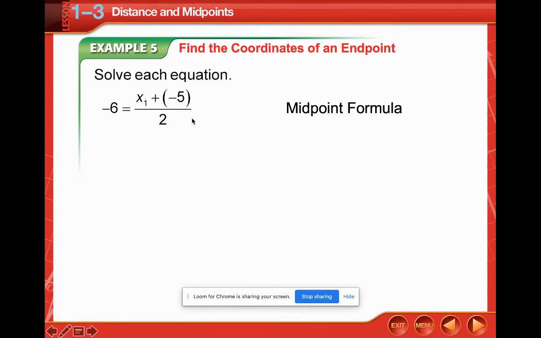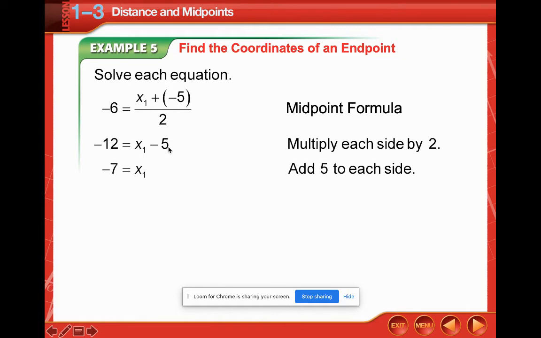First thing you want to do is multiply by 2 on both sides. It's going to give you -12 equals x1 plus -5, which is the same thing as x1 minus 5. Add 5 to both sides. We're going to get -7 equals x1. So we found one. It's -7. And we got to find the other point. So we've got my, our midpoint right here, the y coordinate for it. Then we've got y1 plus y2 divided by 2. Remember, our y2 is -3, and our midpoint y value is 4.